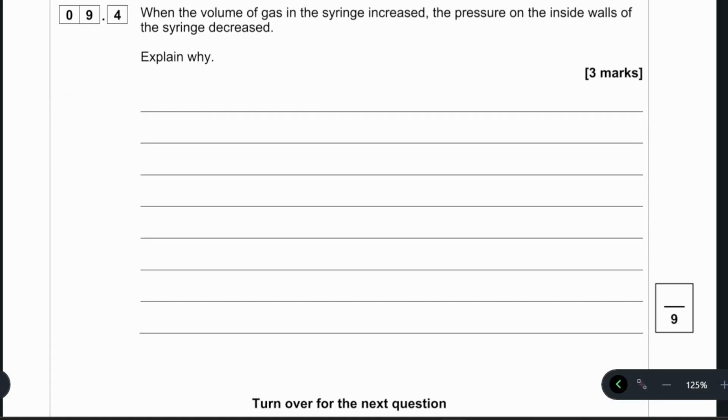Cool. Next part, when the volume of the gas in the syringe is increased, the pressure on the inside of the syringe is decreased. Explain why. Well, how does pressure actually work? What is actually going on? Well, if there's pressure between the particles of gas and the inside of the ball, that basically means that there are collisions between the particles and the inside of the ball. So when we increase the volume of the gas, what we're saying is there are less frequent collisions between the particles and the wall.